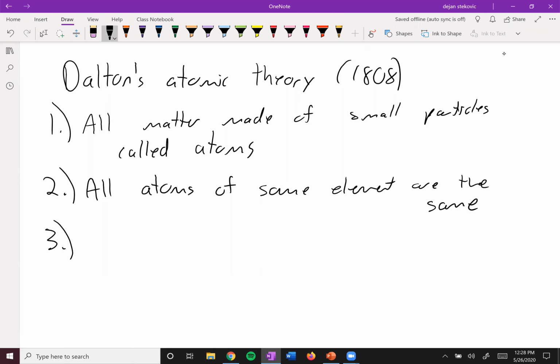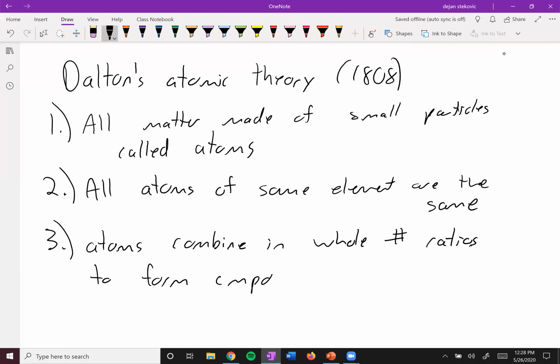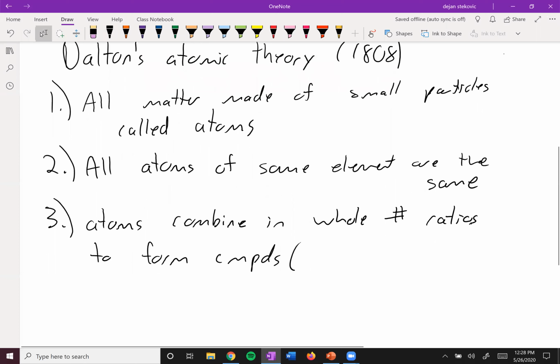The third thing he stated is that atoms combine in whole number ratios to form compounds. And so what that says, you can't have half an atom. You can't have half a hydrogen atom. You can't have half an oxygen atom. You can't just have half of an atom. They have to be in whole number ratios. So for example, water is made of 2 hydrogens and 1 oxygen.